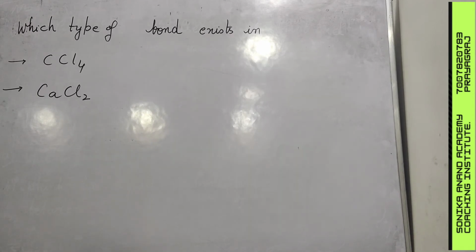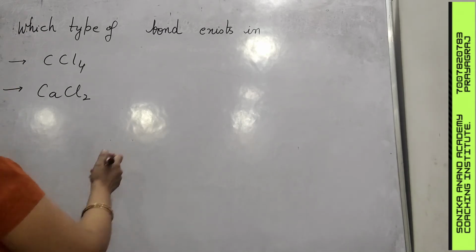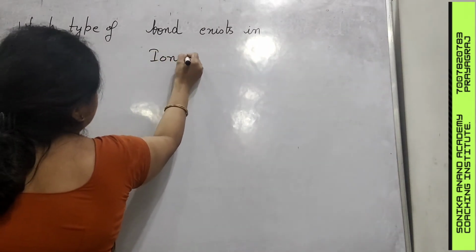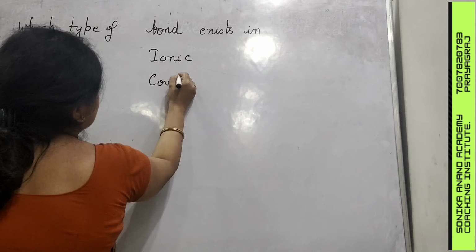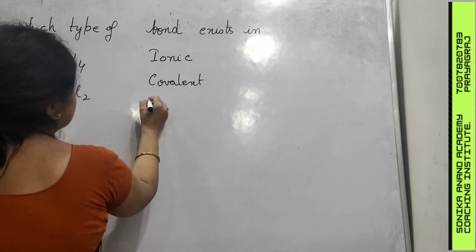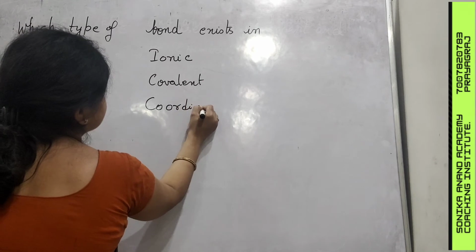Now in this particular question, we learn how to find which type of bonding occurs in them. Now the question is, which type of bond exists in CCl4 and CaCl2? Now there are generally 3 types of bonding which are present between molecules. Number 1, ionic bonding. Number 2, covalent bonding. And number 3, coordinate bonding.